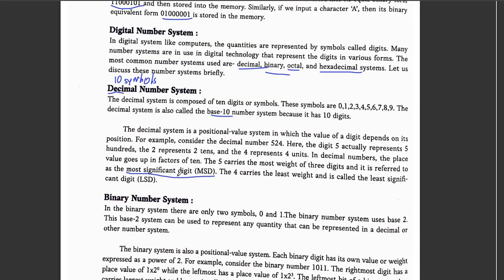You will be asked sometime, so what is MSD or what is most significant digit? Then you have to say that the digit that is on the far left or the extreme left of a number is called the most significant digit. Here in this number, what is the most significant digit? 5 is the most significant digit, right? And 4 is the least significant digit.